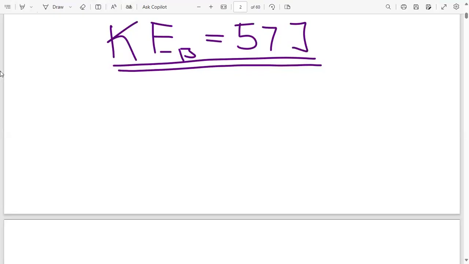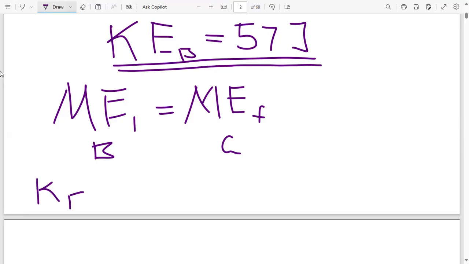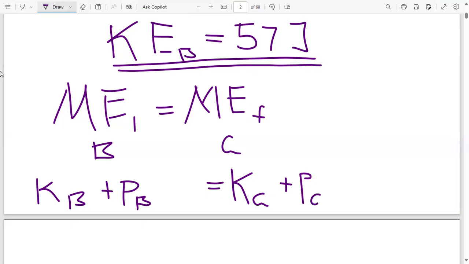Okay, so I've already given you the expression for the conservation of energy. So mechanical energy at the initial point should be equal to mechanical energy at the final point, like that. In this case, this is point B we're talking about, and this is point C. So we're going to say kinetic energy at point B plus potential energy at point B will be equal to kinetic energy at point C plus potential energy at point C.